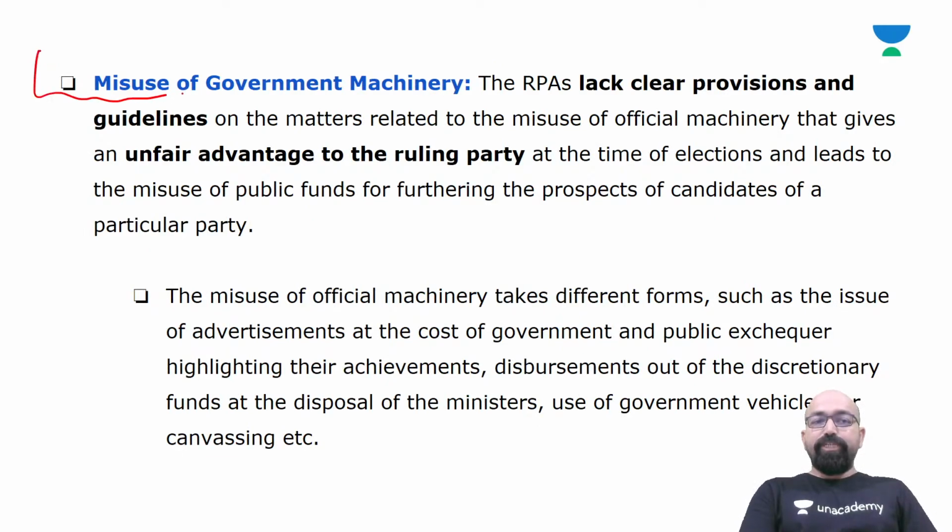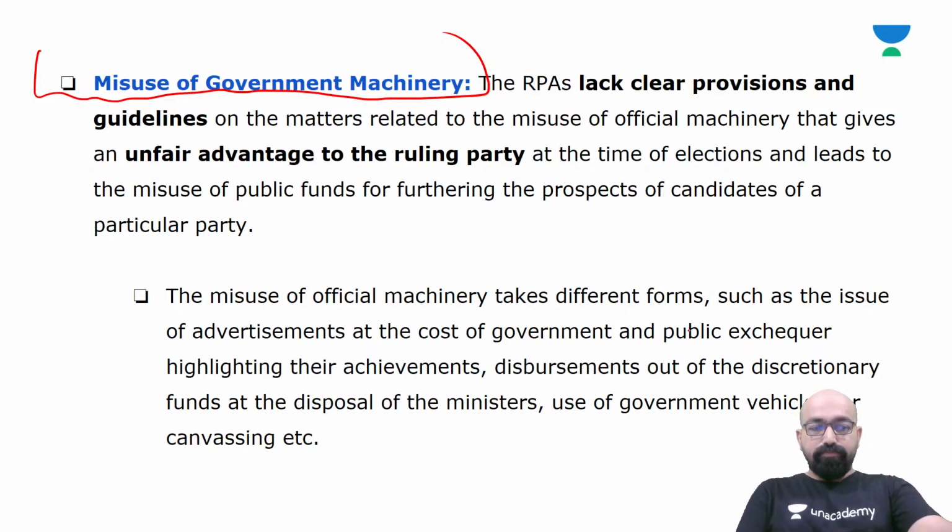Now, misuse of government machinery. The Representation of the People Act lacks clear provisions and guidelines on matters related to the misuse of official machinery that gives an unfair advantage to the ruling party at the time of elections and leads to the misuse of public funds for furthering the prospects of candidates of a particular party.